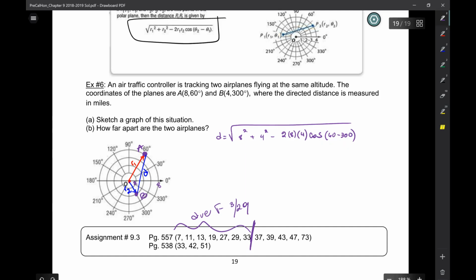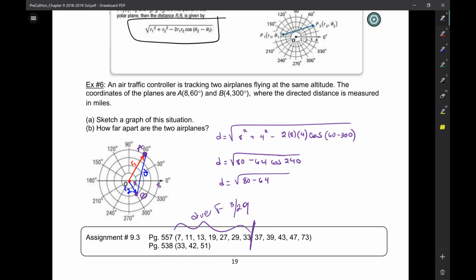Okay, so now I have D equals, this is 64 plus 16, which is 80. Minus 64 cosine. Right, and I just write 240, right? So D equals 80 minus 64. Okay, so now cosine of 240.